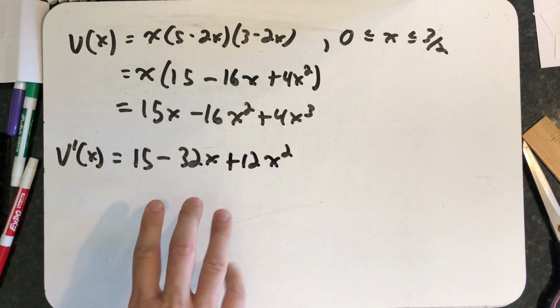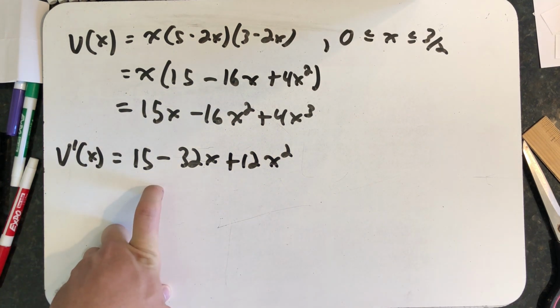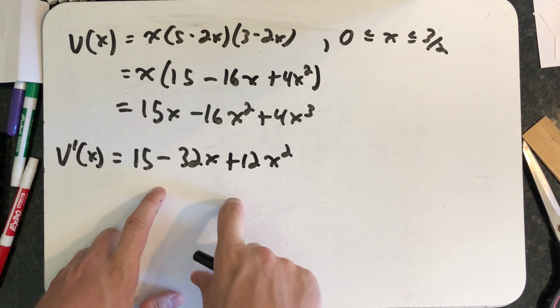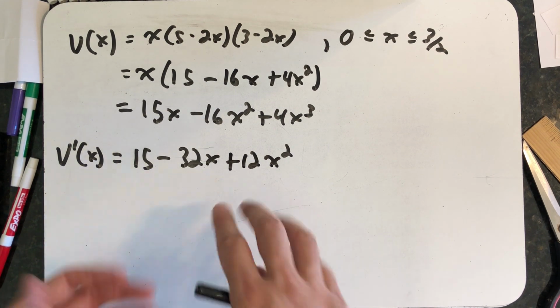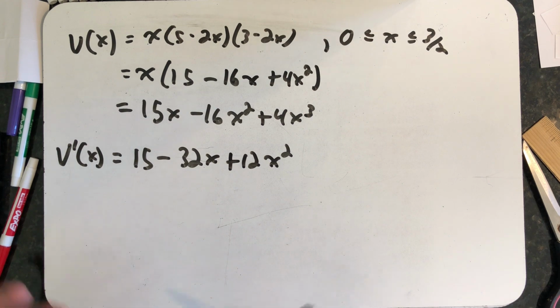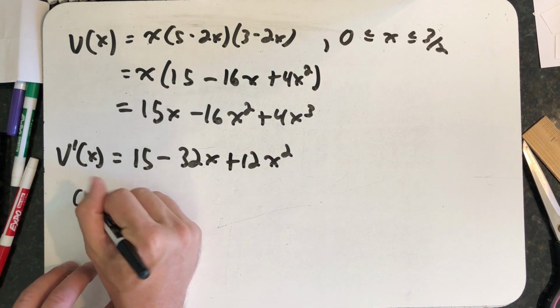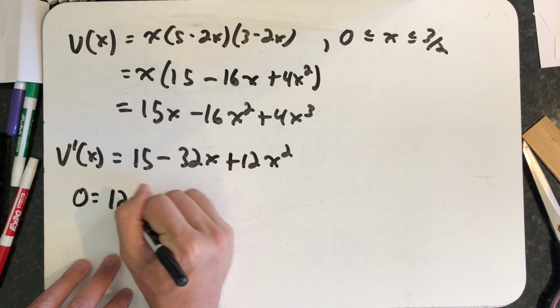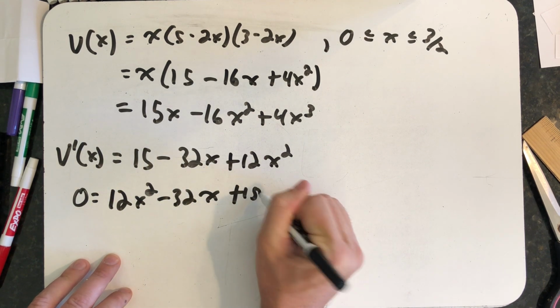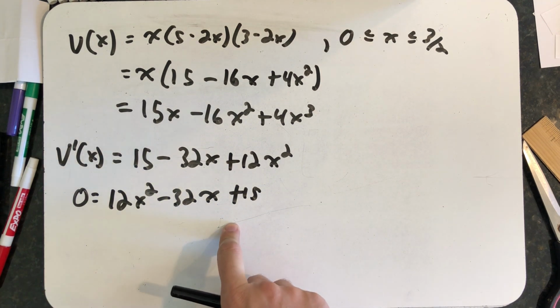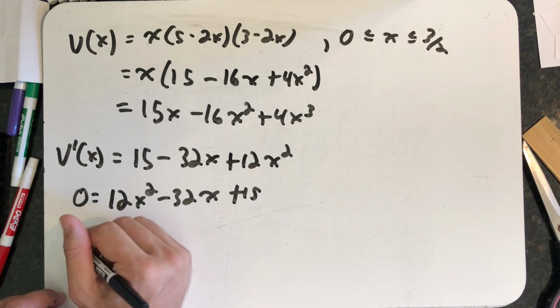So now I need to find any critical points, which is where this derivative is either equal to 0 or undefined. Well, this is a parabolic function, a quadratic function, so the derivative exists everywhere. So all I need to do is set it equal to 0. All right, so I could factor it, I could use the quadratic formula. I'm going to use the quadratic formula.